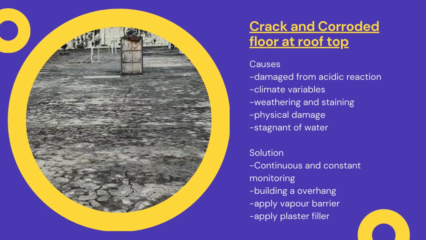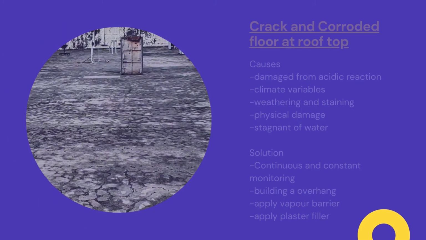After that, we have cracked and moldy floor at the rooftop. This is normally caused by the acidic reaction from acid rain, climate variables, weathering and staining, physical damage, and constantly stagnant water. This allows infiltration of water to enter the building and cause water leakage. It also weakens the strength of the material and allows the growth of fungus, which is also corrosive to the material of the building. In order for us to solve this problem, we can build an overhang to prevent the floor from further water contact, apply a vapor barrier, apply plaster filling, and do constant and continuous maintenance.